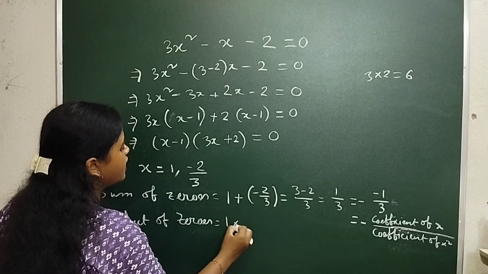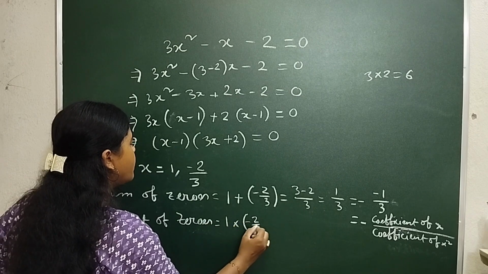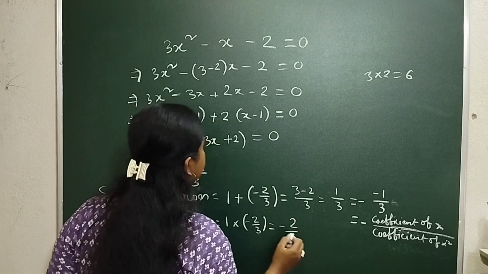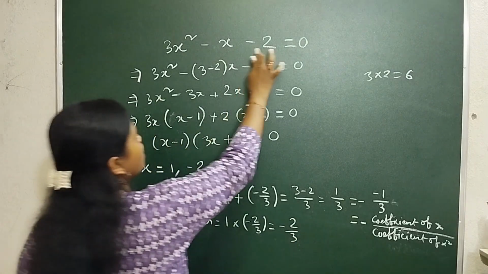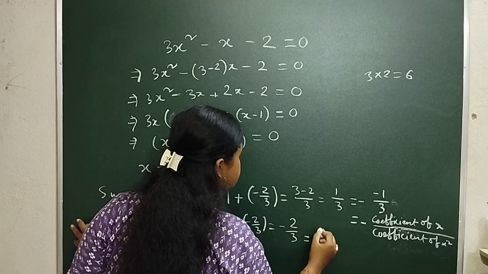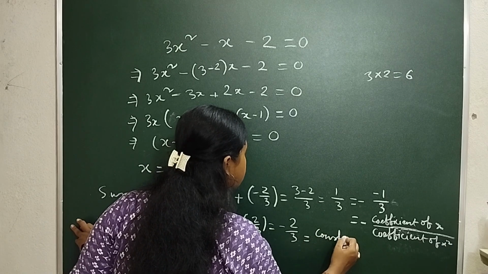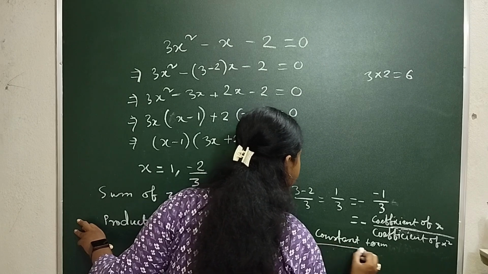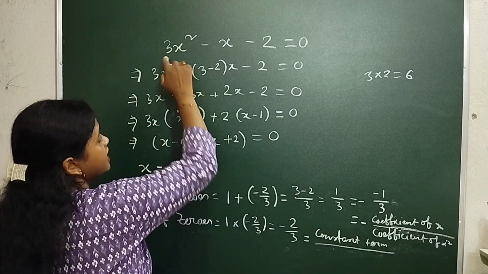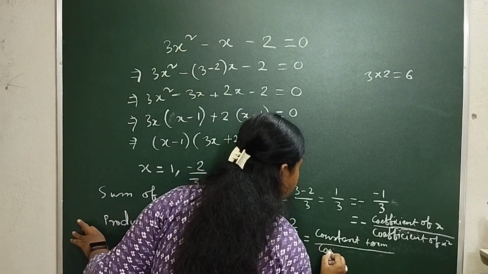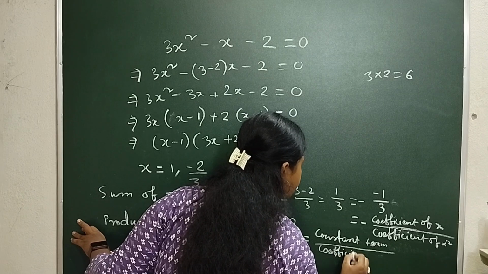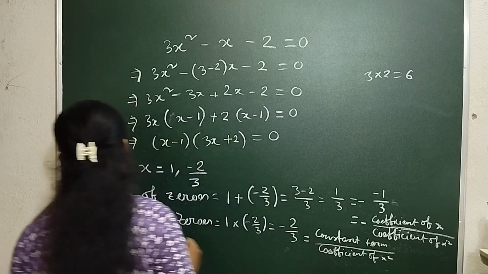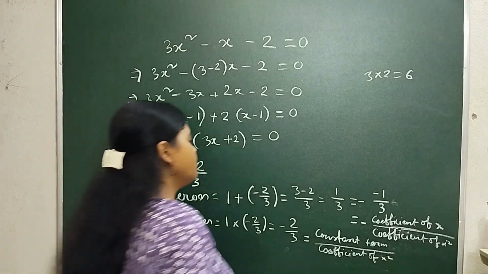And if I find the product of the zeros, we get 1 into minus 2 by 3, and that is minus 2 by 3. Minus 2 is the constant term, divided by 3, which is the coefficient of x square.